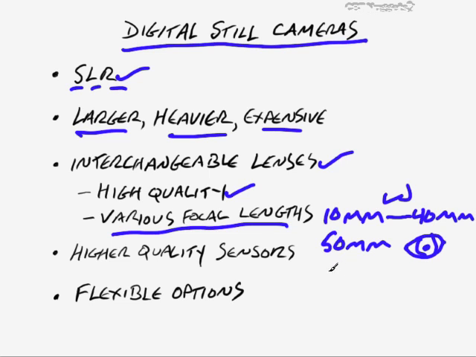Anything beyond that, you start getting into telephoto, starting at 70 millimeters. That's where you start to get a small level of magnification. And then the top end right now would probably be 300 millimeters. I've got a 300 millimeter lens that I use to shoot sports. It's a very fast, good lens.